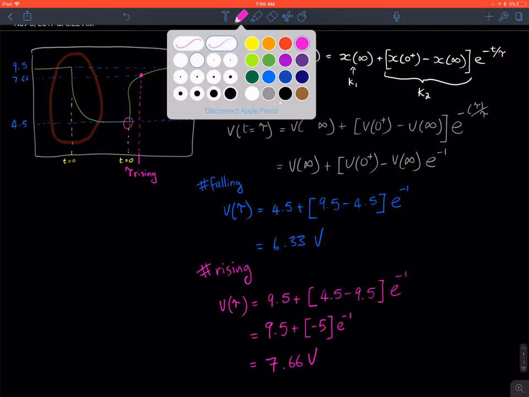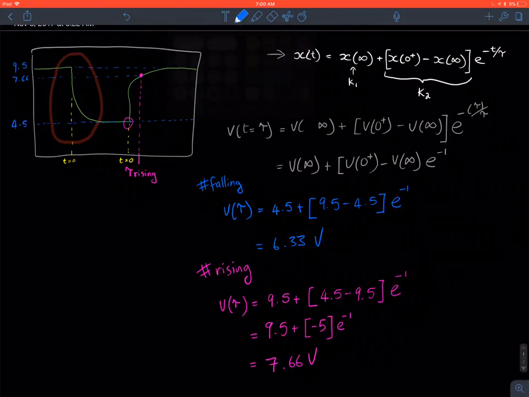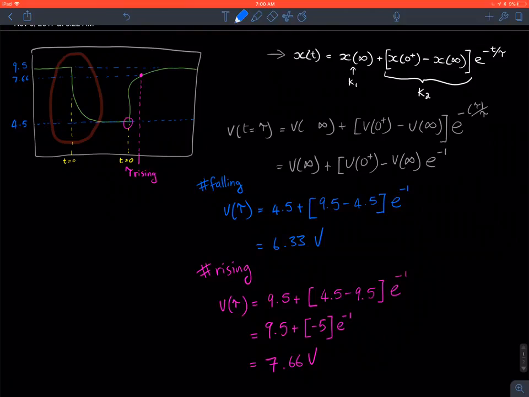And if you did the same thing for your falling case, which is really not to scale, but you can kind of see it's going to be a little bit lower. So say this is tau falling, and you found that voltage, which was 6.33. So you put your cursor on 6.33 right there, and you put your other cursor right here, then the difference right here will be your tau.